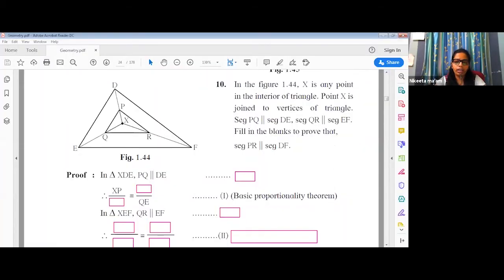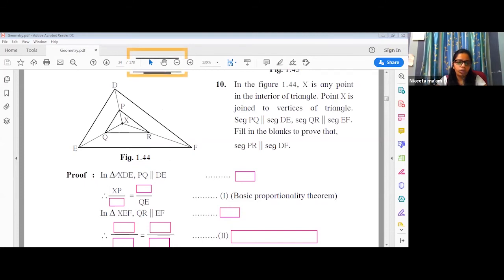Okay, in this figure you have X in the interior of the triangle. X is a point joining the vertices of a triangle. So these are the vertices. Now what they have given us is that PQ is parallel to DE. Then QR is parallel to EF. So this is given, and these two are parallel is given. Now we have to prove that these two are parallel.